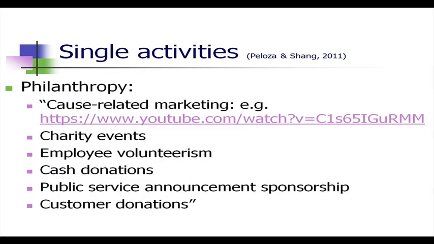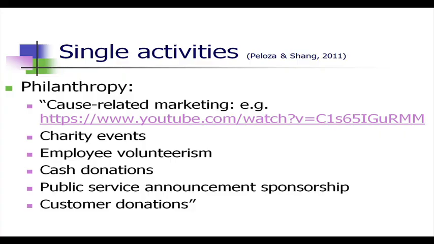Then we have cash donations. That is another single activity. You pay a certain amount of money. Public service announcements, sponsorships are there, customer donations are there. So you seek donations from customers. That is again a single activity related to philanthropy. And once this money comes in, once this help comes in, then it goes out and it reaches the people who need it later.